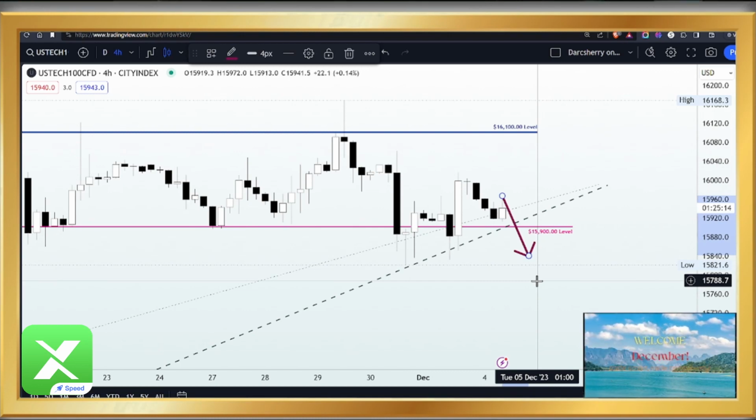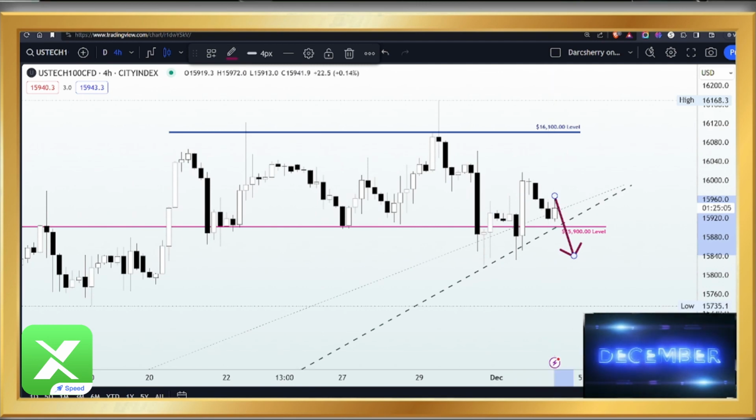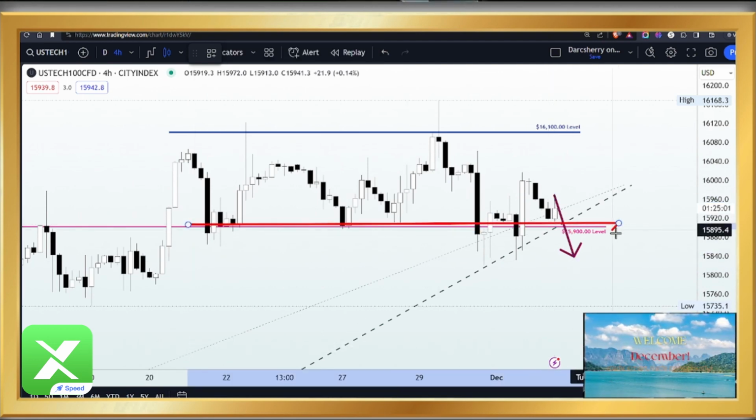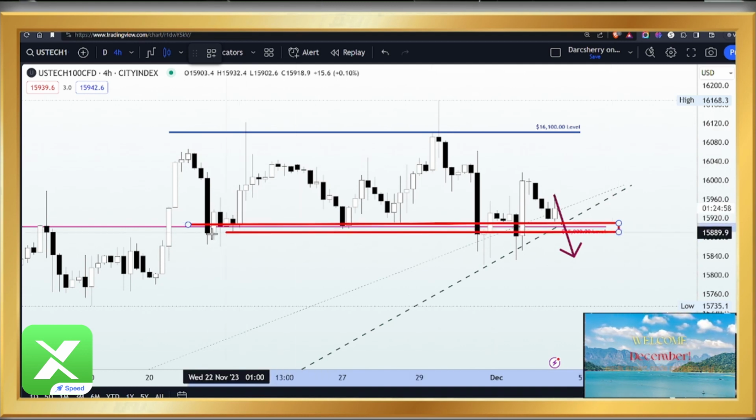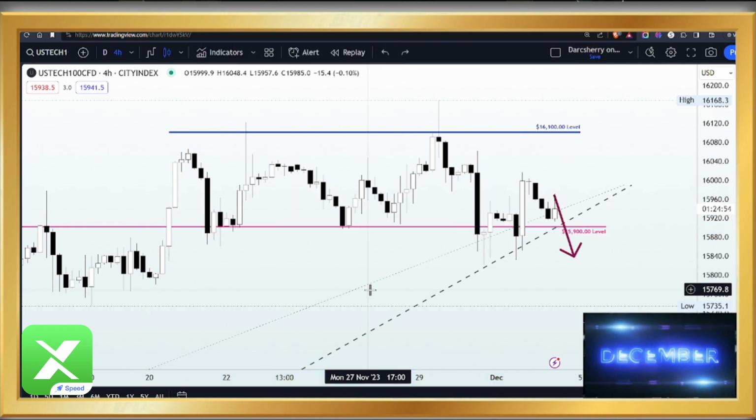Now, remember how we use our key level in this community. As long as price remains above our key level, we look out for buying opportunities, and if price remains below our key level, we look out for selling opportunities. So this level at the 15,900 will be guiding our decisions for this trading week.